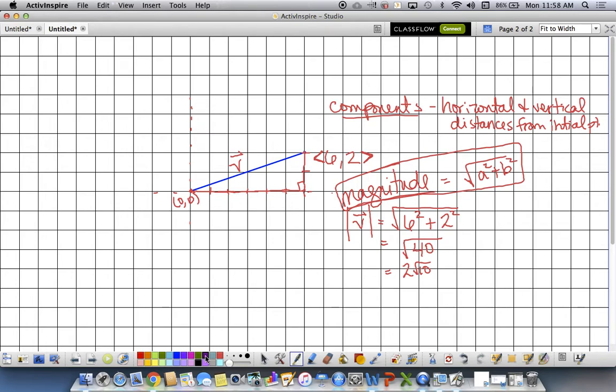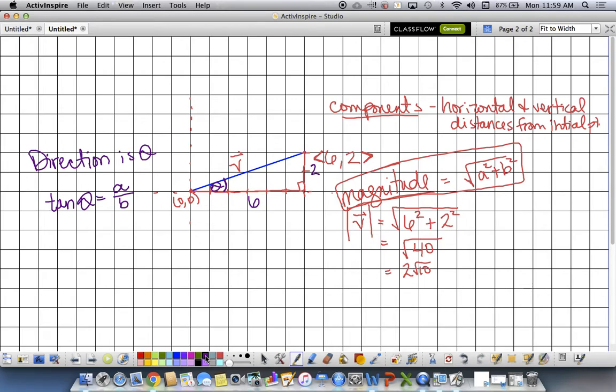What if we wanted to find the direction? The direction is going to deal with your theta, your angle. So here we go. We have an angle theta that is given. Now the question is, what pieces of this do we have? Do we have the opposite and do we have the adjacent? We're going to use tangent to find the direction or the angle theta, so tan theta equals 2 over 6, or in this case, A over B.